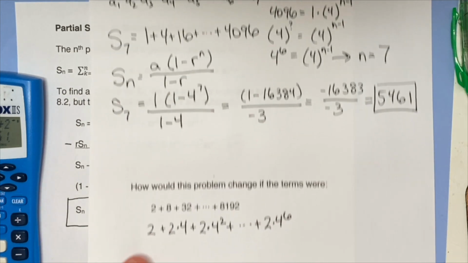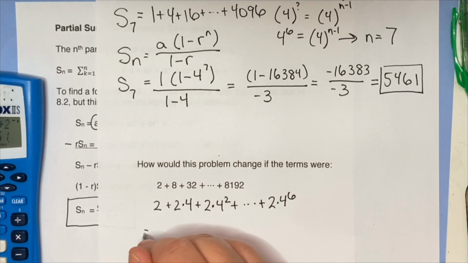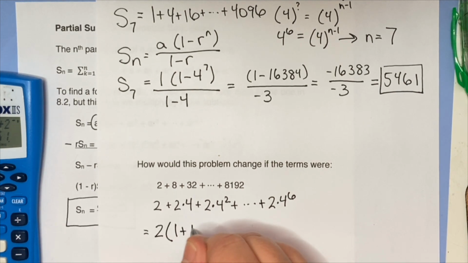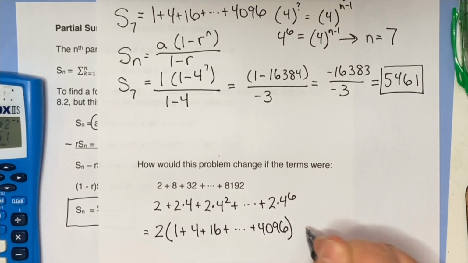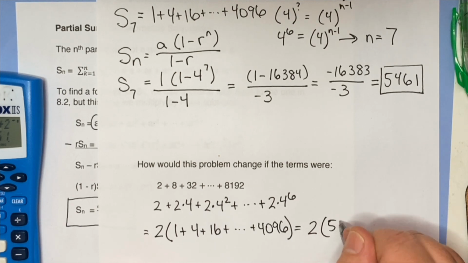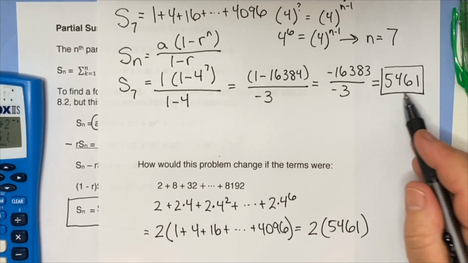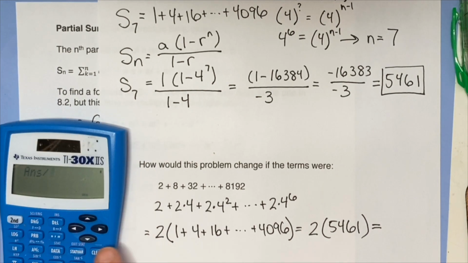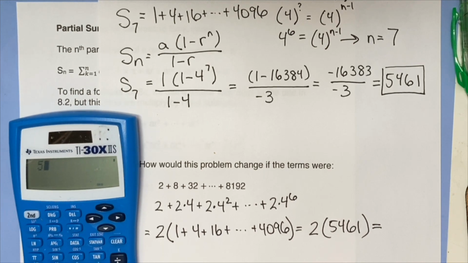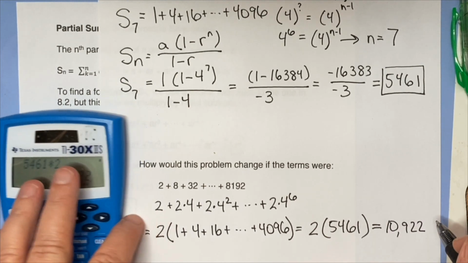So there are a couple ways to think about this. I would say that this is equal to 2 times the previous partial sum. So I could do 2 times 5461, the total we got up there. 5461 times 2 is 10,922.